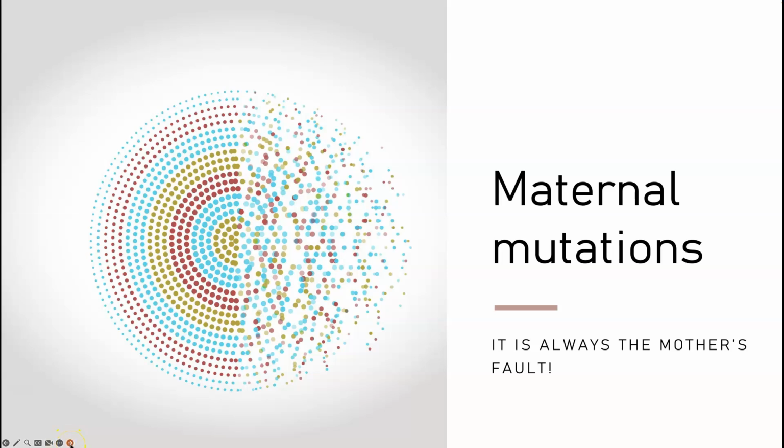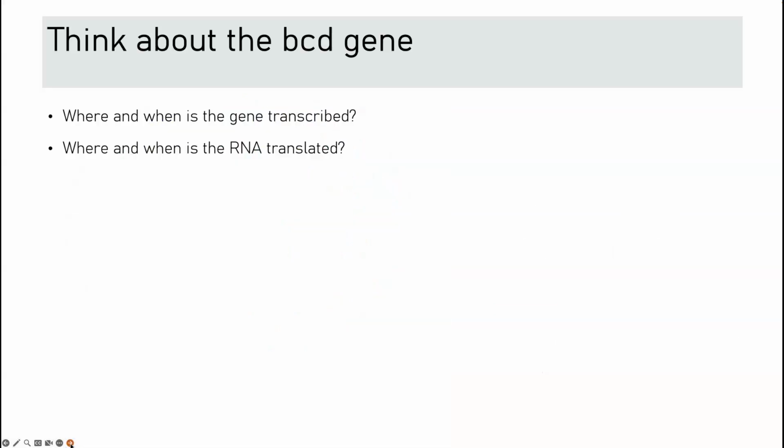We talked a lot in class about bicoid, and bicoid is probably the best example for us to go through now, with a little more detail than the way I talked about it at the beginning of the semester, because we have actual genotypes that we can talk about. So I want you to think about the bicoid gene, and where and when that gene is transcribed, and where and when the RNA is translated.